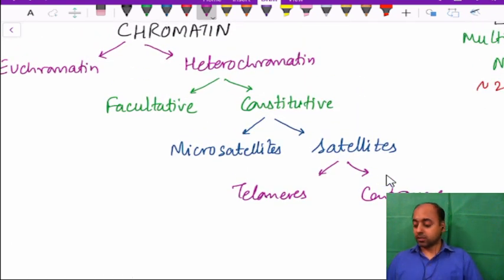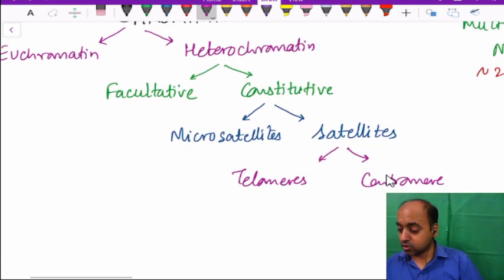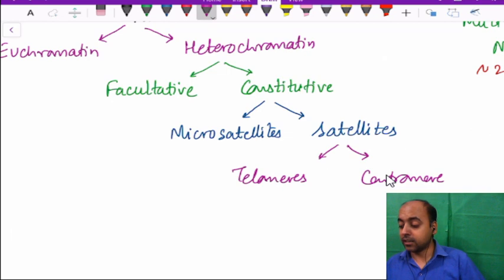So this is the description of the chromatin. We have the euchromatin and the heterochromatin. Heterochromatin can be facultative or constitutive. The constitutive heterochromatin may be microsatellites or satellites. The satellites include the telomeres and the centromeres. Let's talk about them one by one.